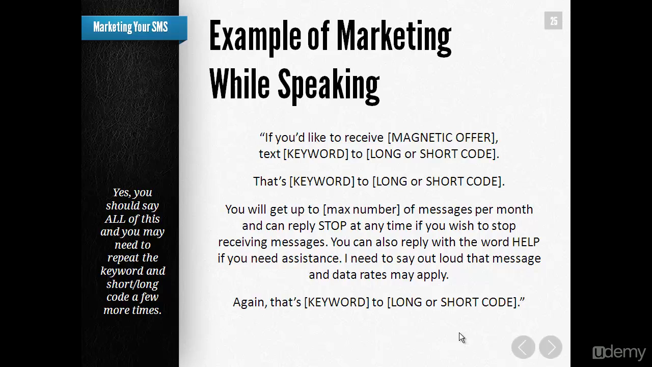You do want to say out loud your opt-in communication. So tell people how many messages they're going to get, let them know they can reply stop or reply help, and then just say, I need to say out loud that message and data rates may apply. You don't have to read this out like it's fine print and you sound like one of those crazy people at the end of a radio commercial. Just make it conversational, and that's fine. But it still applies. You still need to follow the best practices when you're doing it.